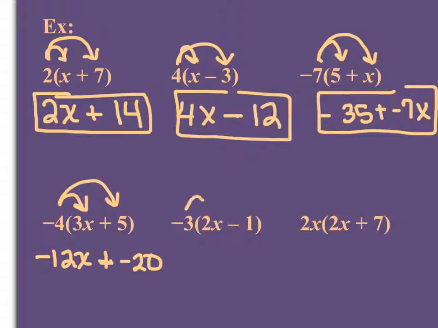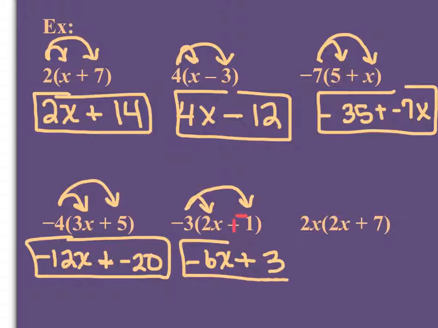Here I'm distributing a negative, so first I go negative 3 times 2x, which is negative 6x. But I would actually change this minus to plus negative. So now because I changed it to plus, I'm going to bring down a plus. And now I'm multiplying a negative times a negative, negative 3 times negative 1, which is positive 3. Forgot to box that one.